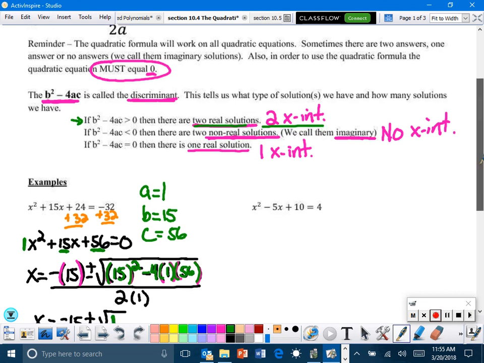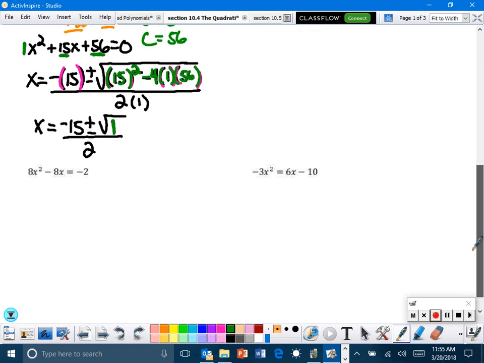All right, so let's go back and finish it because we're not done. So now what we're going to do is we're going to take the square root of 1. Hopefully you can do that one in your head. The square root of 1 is 1. So here are the 2 answers. The first answer is x equals negative 15 plus 1 divided by 2. The other answer is negative 15 minus 1 divided by 2.